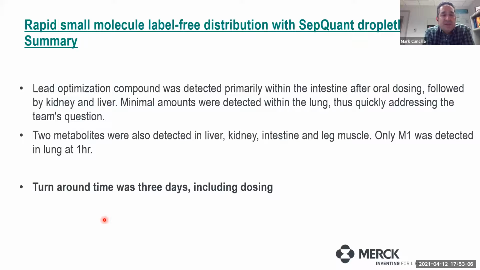The turnaround time for this entire experiment, including the dosing, was only 3 days. So the team had the information back within 3 days, and it really helped the team move away from the series and kill it and move on to another series. And no-goes are just as important as goes, as you know.